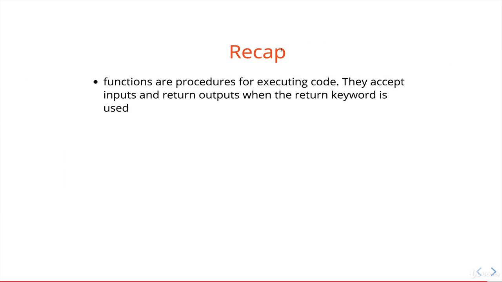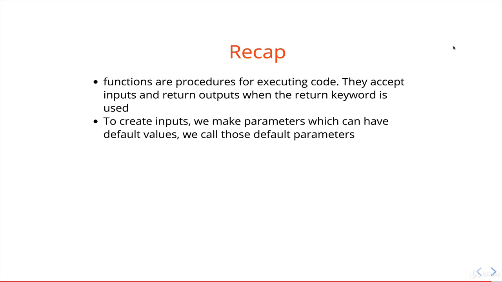There's a lot we've learned. So we've seen that functions are just procedures for executing code, a couple of lines or more, maybe 100 more lines, although that's not a good idea to have them that long, but a bunch of code with a name. Sometimes they take inputs and often they have outputs. They spit something out at the end using the return keyword. To create inputs, we make parameters, which can have default values. We call those default parameters. We assign those with an equal sign.